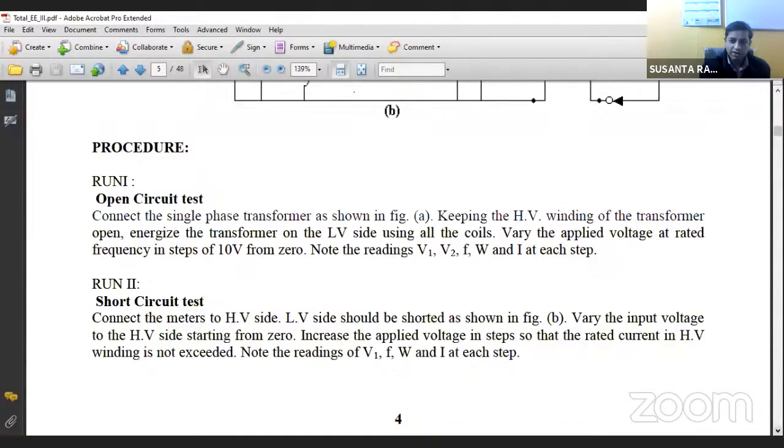But when you go for the calculation, the determination of the equivalent circuit, you have to take the voltmeter, ammeter, and wattmeter readings corresponding to the rated current only. The rated current can be calculated from the nameplate kVA rating and the voltage rating.